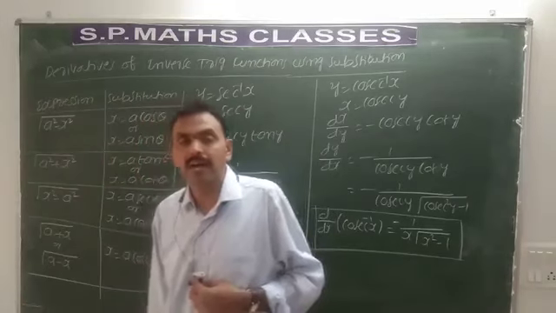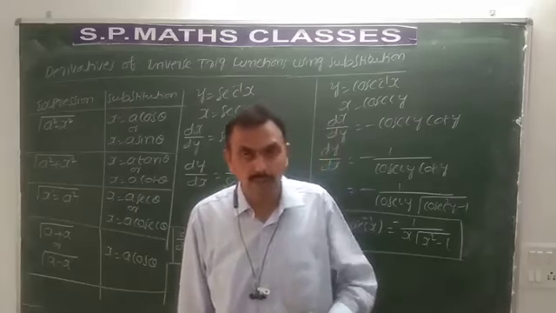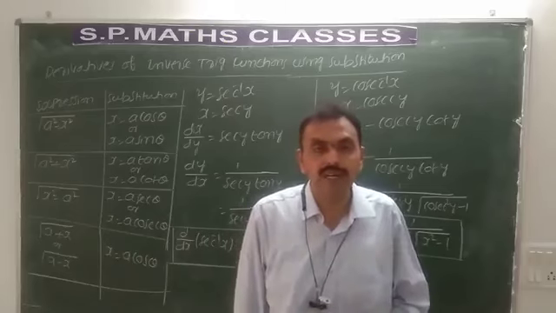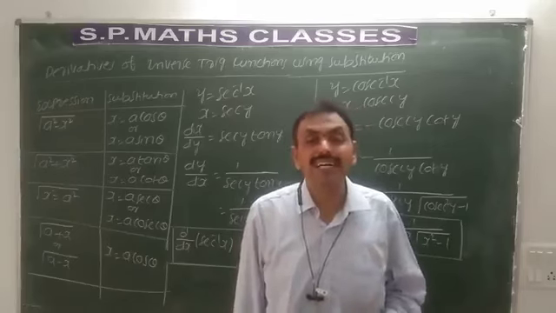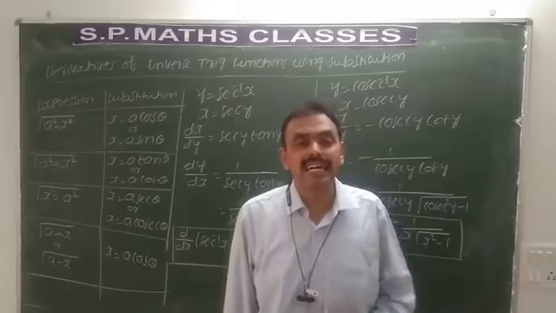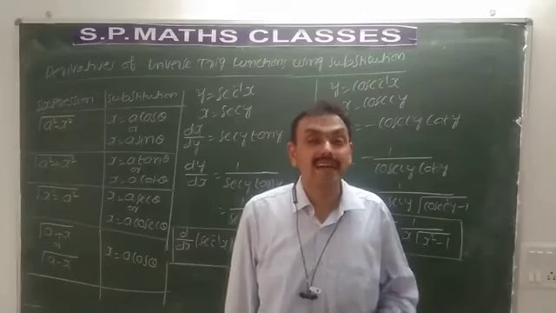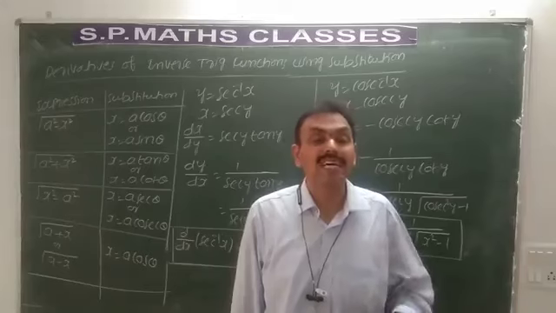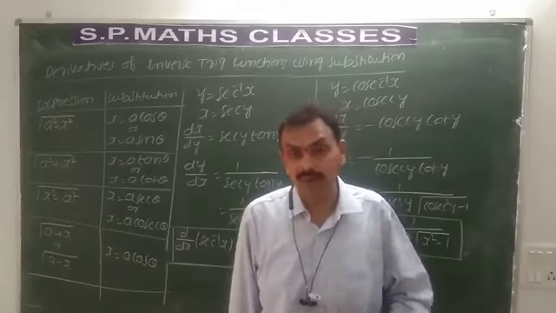So far we have derived 6 important derivatives of inverse trigonometric functions. Derivative of sin inverse x is 1 by root of 1 minus x squared, derivative of cos inverse x is minus 1 by root of 1 minus x squared, derivative of tan inverse x is 1 by 1 plus x squared, derivative of cot inverse x is minus 1 by 1 plus x squared, derivative of secant inverse x is 1 divided by x root x squared minus 1, derivative of cosec inverse x is minus 1 divided by x root x squared minus 1.